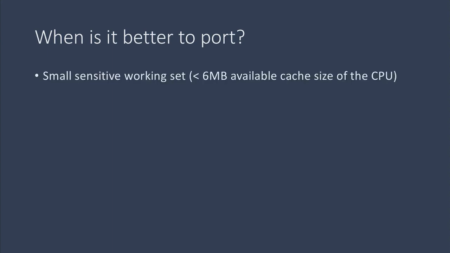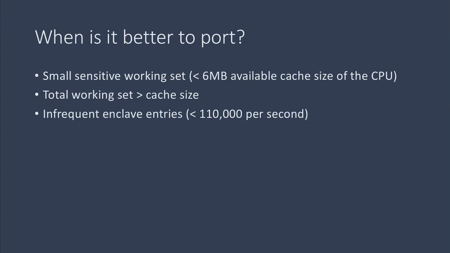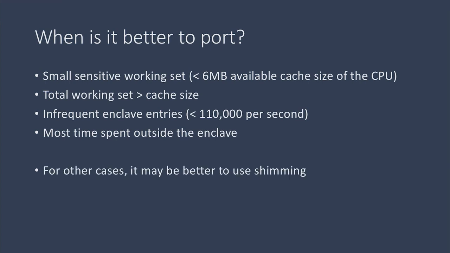Through our work, we found that programs may perform better if manually ported as opposed to run in a shim if the working set of data inside the enclave is smaller than the cache size, but the total working set of the application is larger than the cache size, the application has relatively few enclave transitions, and more time is spent working on the larger data set outside the enclave. For most other cases, it may be better to use shimming.